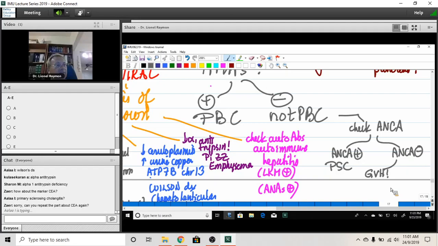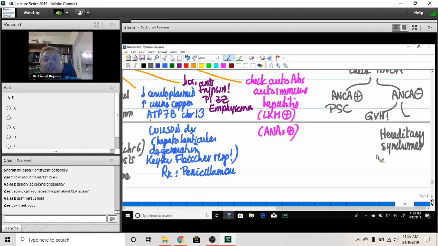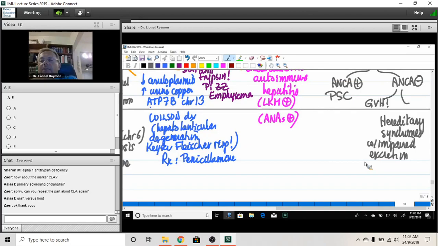Or otherwise, it could actually be hereditary once again, and that's what we're going to finish with, because I see it's already 11:02. Hereditary syndromes with biliary excretion, so with impaired excretion. And there, what are going to be the two? Well, if there is black pigmentation of the liver, what would you tell me?